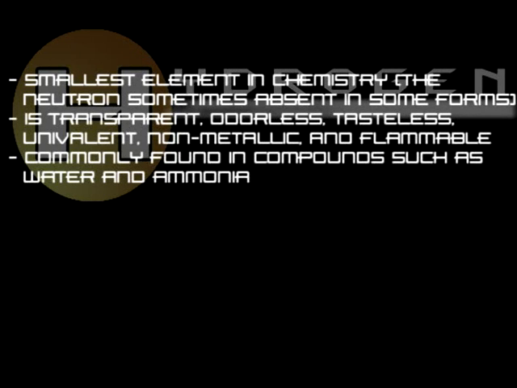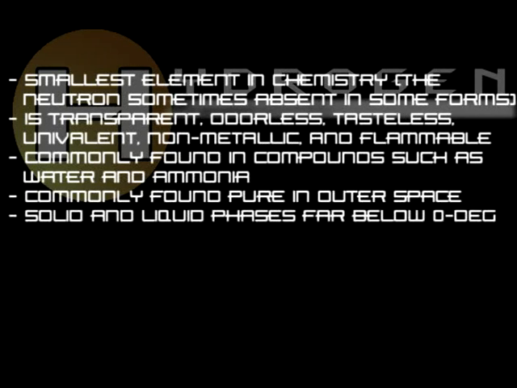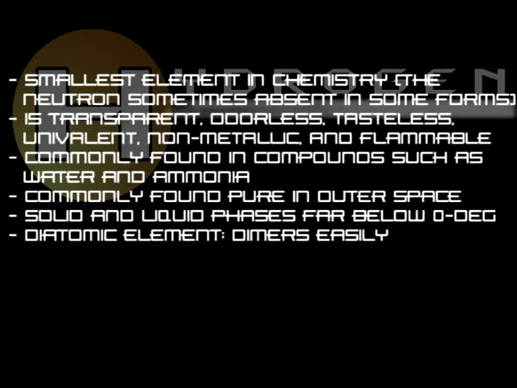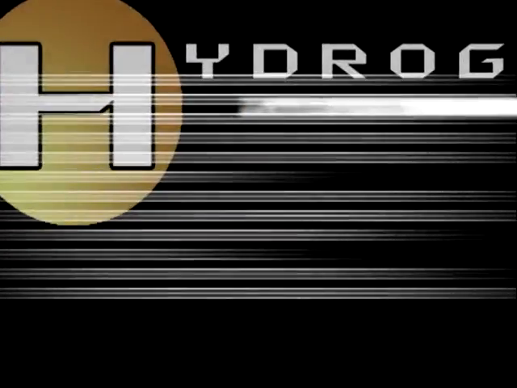Hydrogen is commonly found within various numbers of compounds such as water and ammonia. Hydrogen is commonly found as a pure substance in space. Hydrogen's solid and liquid phases form at temperatures far below the freezing point of water. Hydrogen is a diatomic element and is easily dimerized with other elements. Hydrogen is a potential combustible resource for fuel cells, but not at this time of age. Hydrogen can be produced from a chemical reaction. Hydrogen is atomic constituted with other chemical compounds.